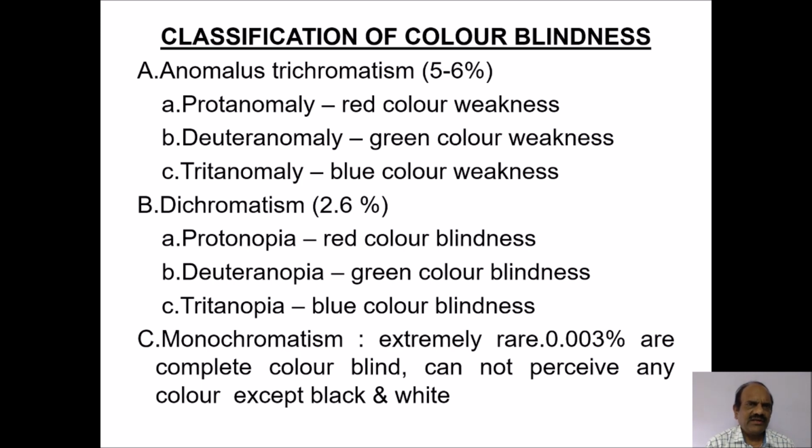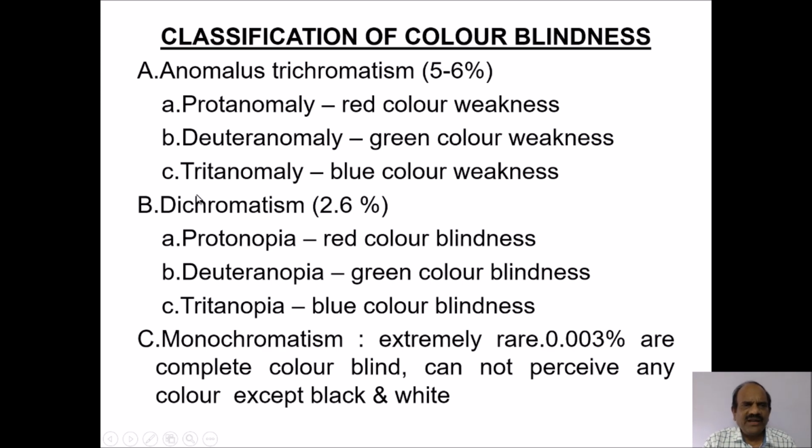I have just mentioned here about color blindness, which is caused due to the deficiency of vitamin A. Let us now classify color blindness. It is classified into three categories: anomalous trichromatism, its occurrence is 5 to 6%. There are three subdivisions: protanomaly, which indicates a red color weakness; deuteranomaly, which indicates a green color weakness; and tritanomaly, which indicates a weakness for blue color.